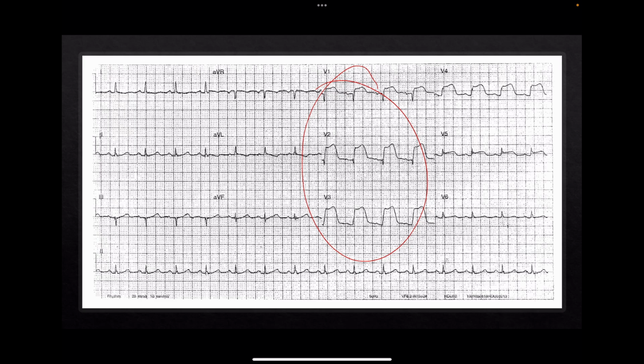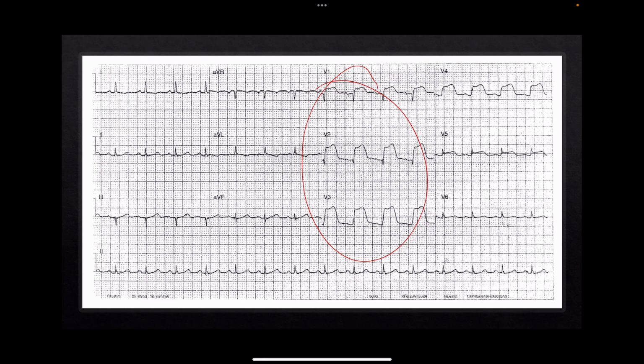Axis. How's the axis here? Lead 1 is positive. That's equivocal, meaning kind of even, but a little bit more positive. This is a normal axis. Okay, AVF is okay. Lead 1 is okay. Both thumbs up. Axis is okay.